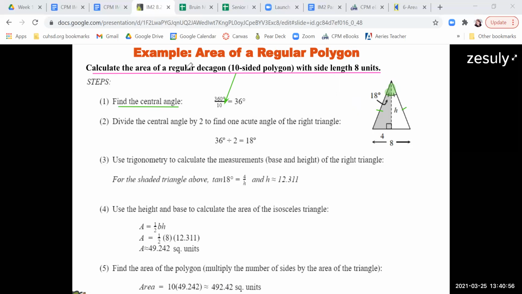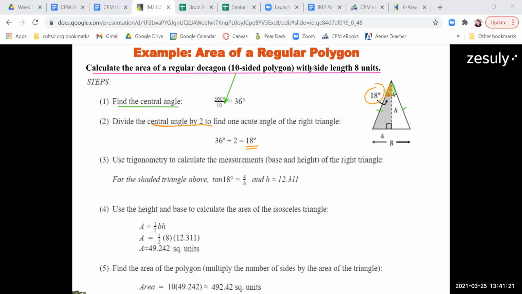The second step is to get half of that. The reason we want half of that, we divide the central angle by 2, is because we really want to deal with the right triangle that's shaded. So we do 36 degrees divided by 2, and that's 18 degrees, and that's right here. So that's the angle of just the shaded half.